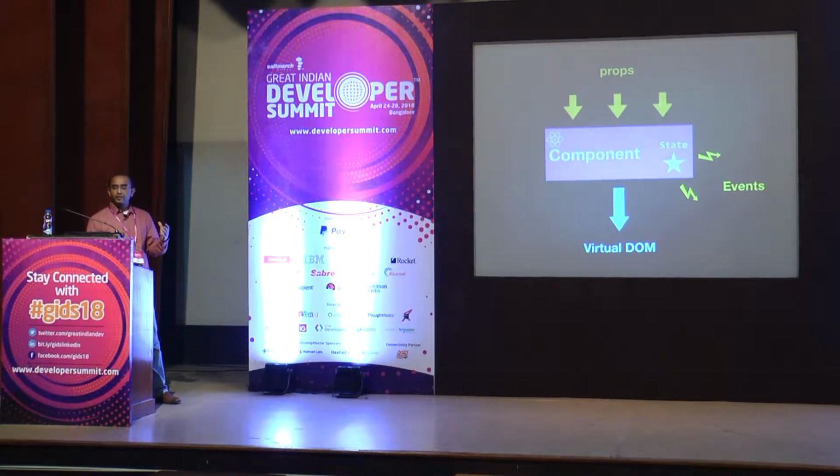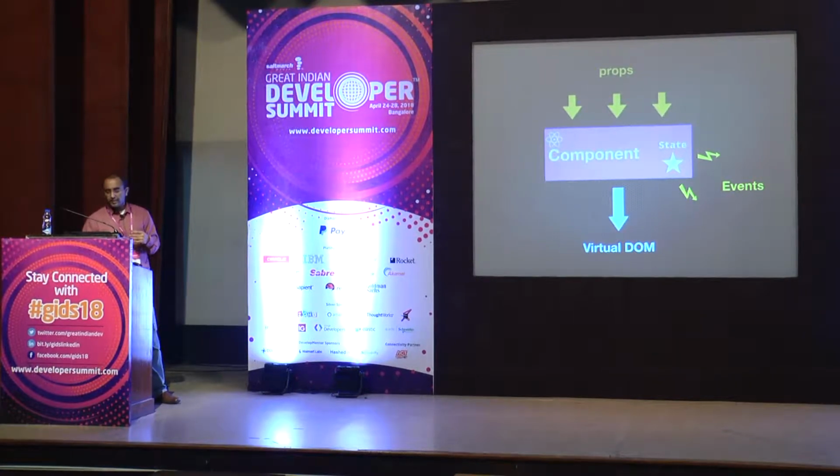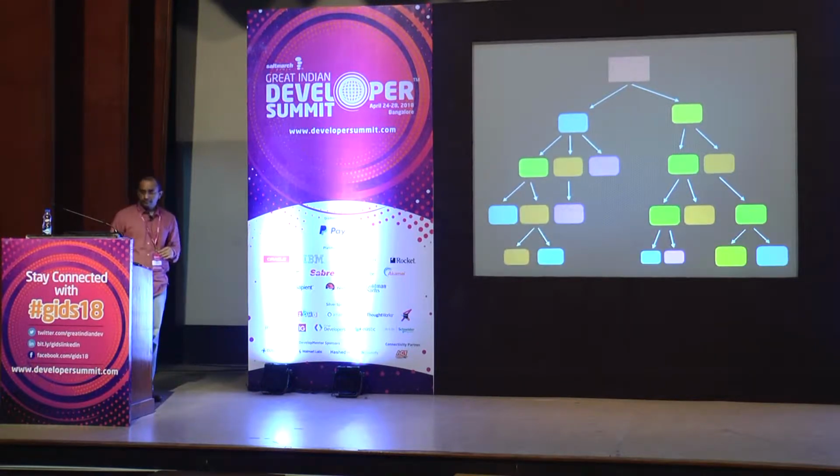So if you heard of the equation where UI is a function of state, right? It's a very standard equation you must have heard if you're talking about Redux or UI development in general. So in case of React, it happens to be a UI, which is a virtual DOM, is a function of your props and state. By combining the props and the state, you can construct the virtual DOM for that particular component. And this keeps on going on as you create the complete component hierarchy.